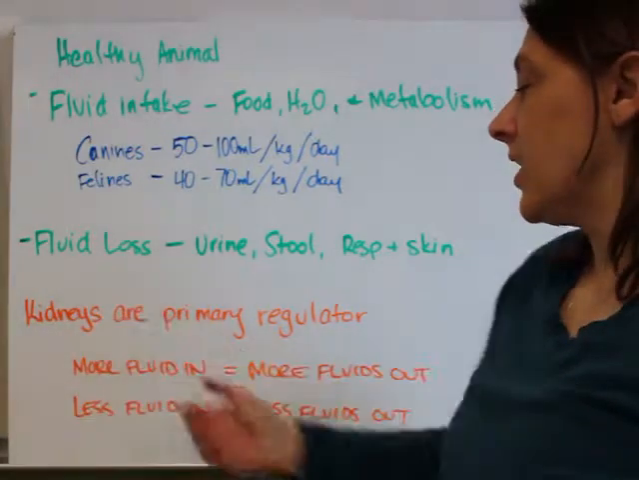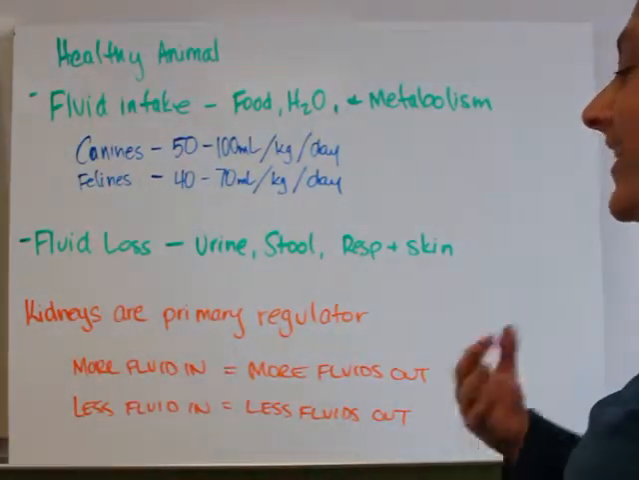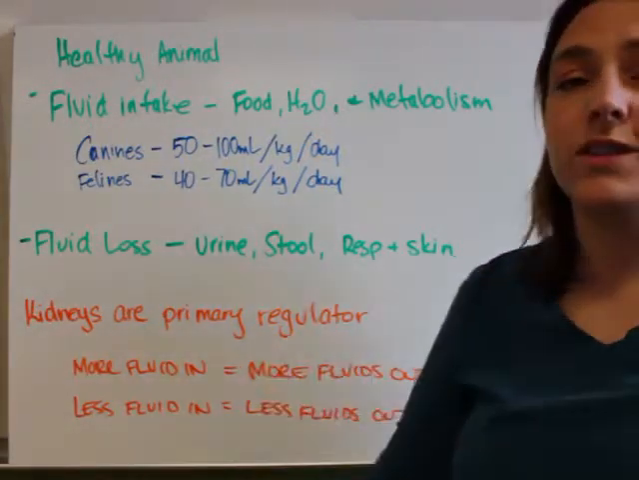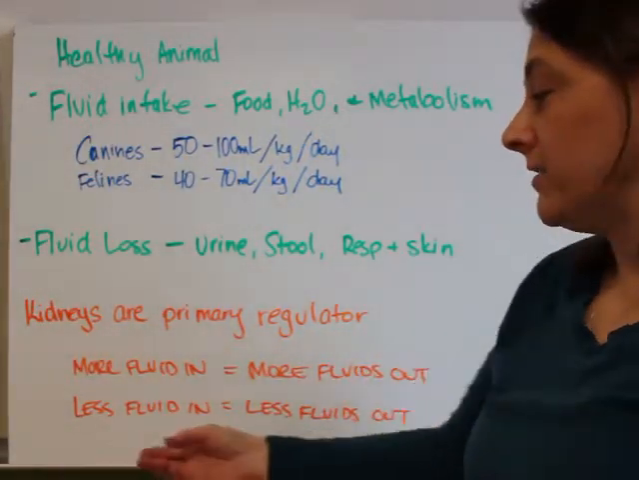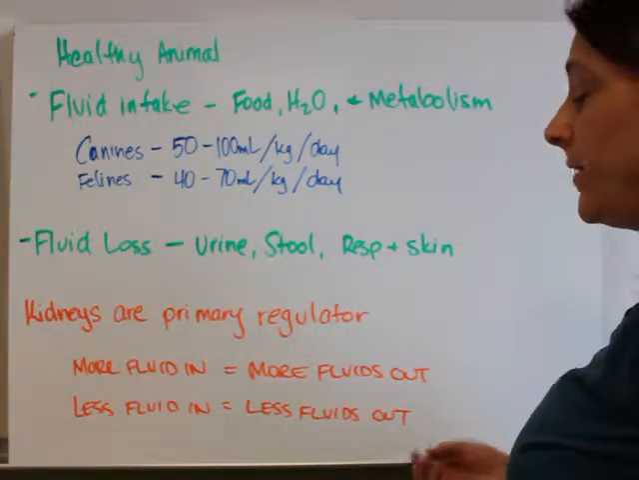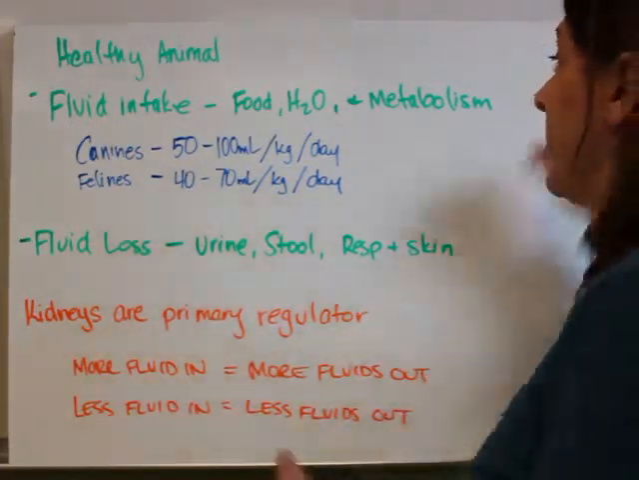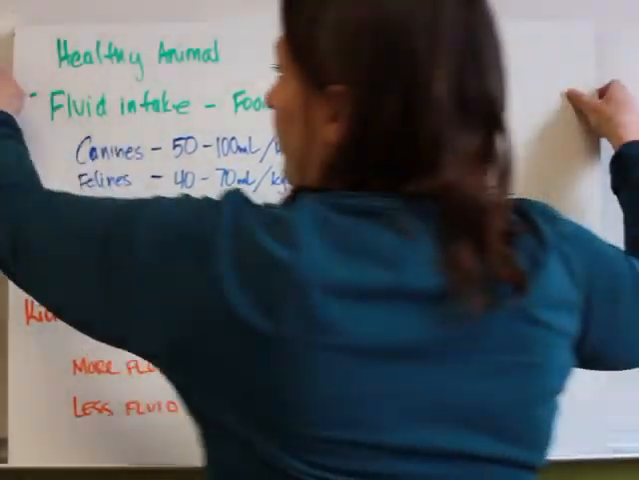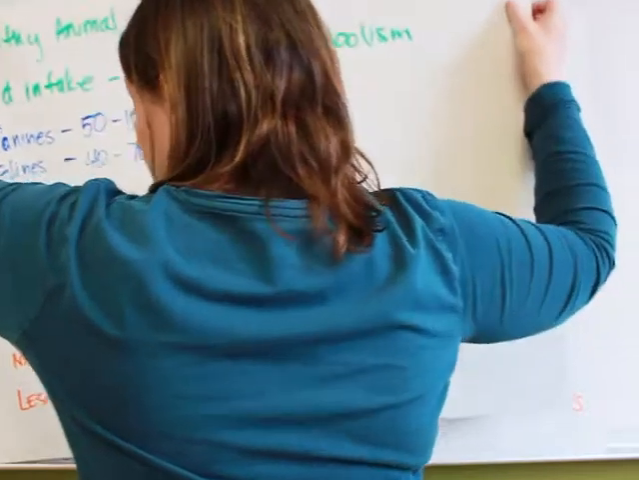So our kidneys are our primary regulator, and in a healthy animal, the more fluid they take in, the more fluid that's going to come out. And so if they are taking in less fluid, then less fluids will come out. And this is one of the reasons why we can see on specific gravity if they are dehydrated or not.